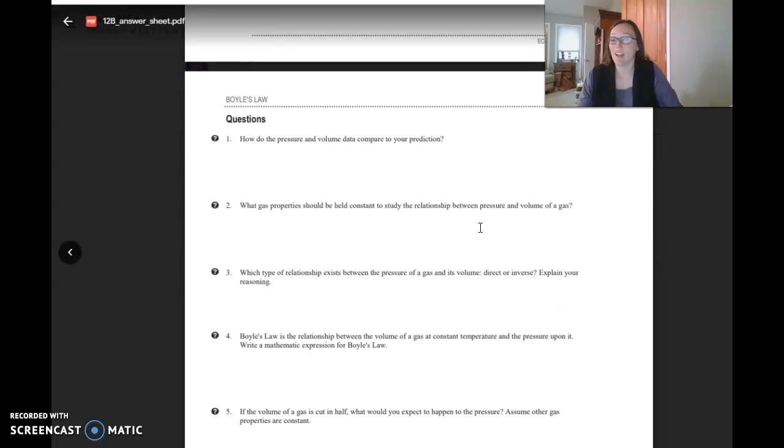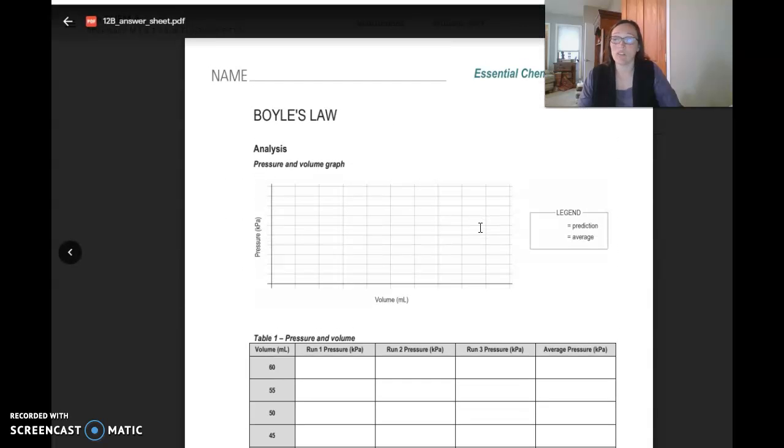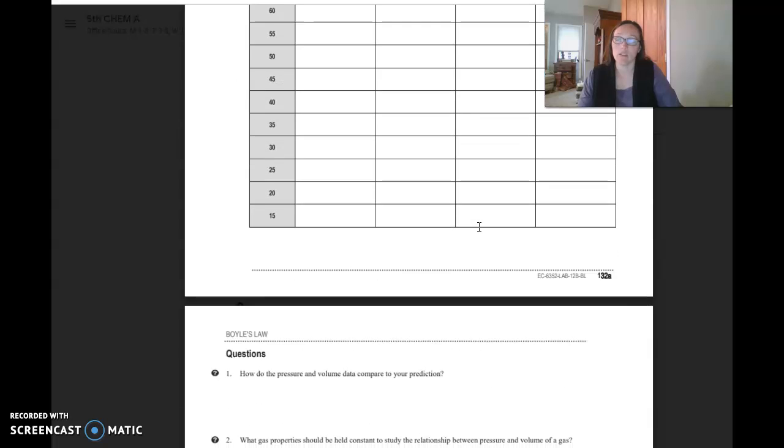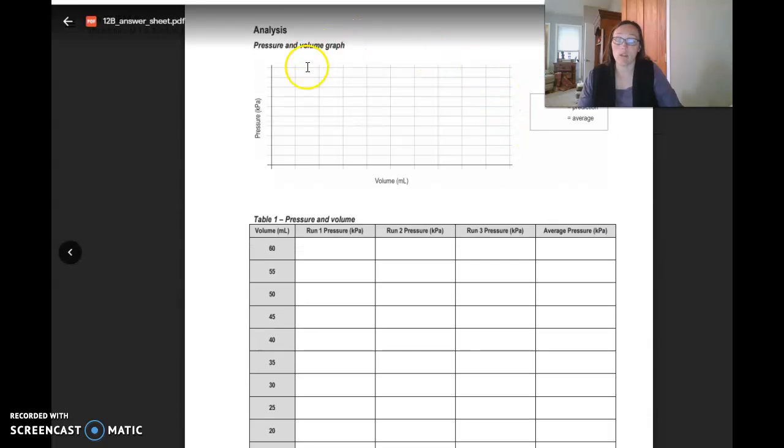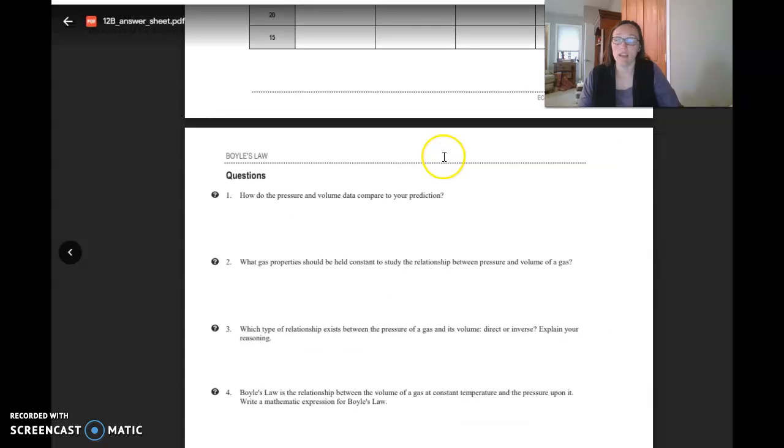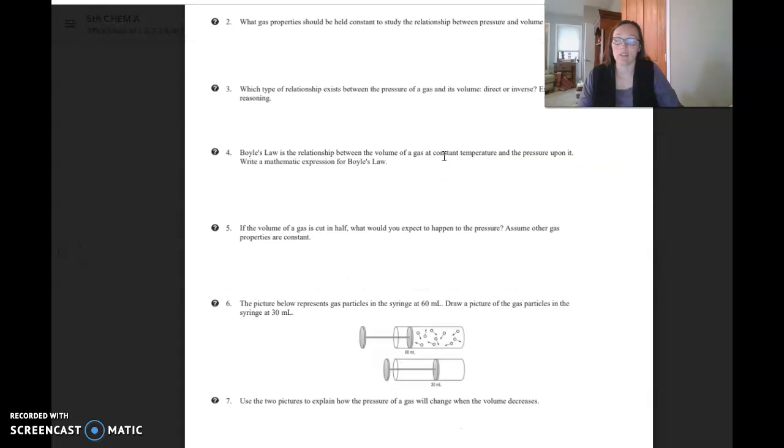So this lab is not complex and it shouldn't take you real long. It's just pretending like you're doing a lab that we can't really do because we're not able to have that equipment in our homes. The things I want from you are this graph with 2 lines on it and then the answers to the 7 questions.